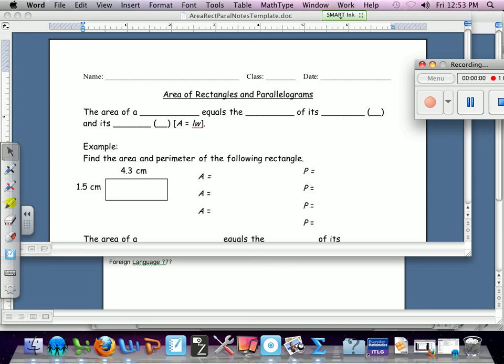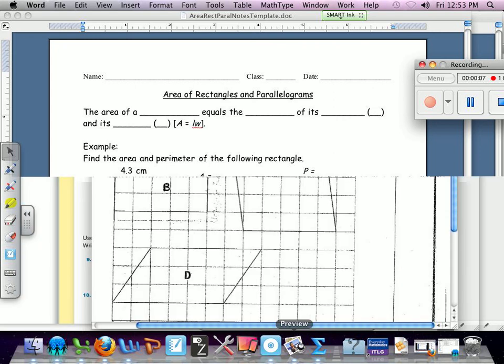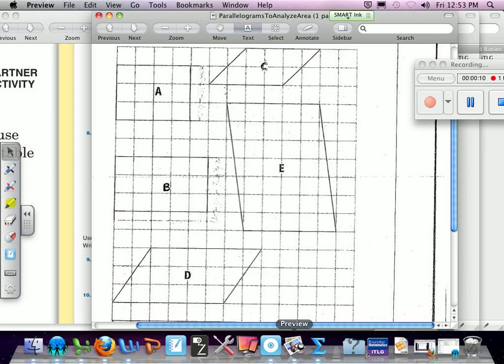So area of rectangles and parallelograms. It should be a review, but some people need that refresher. So over here is a visual. It's a little spotty looking, but rectangle A here goes up like this. And area is the amount of space inside. So that's a typical carpet problem. How much carpet do you need, or how much dancing area do you have?